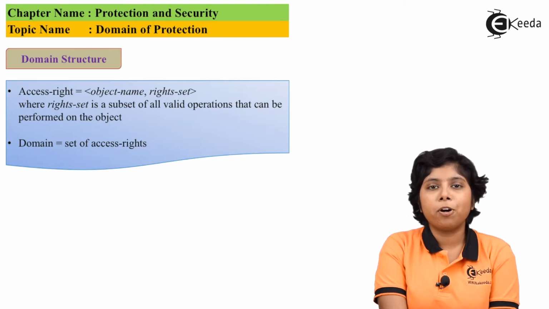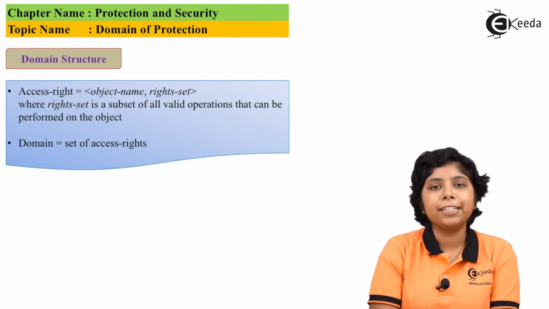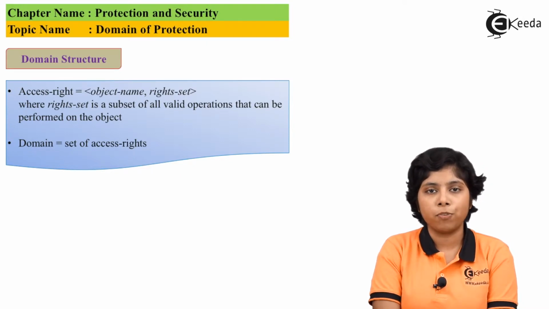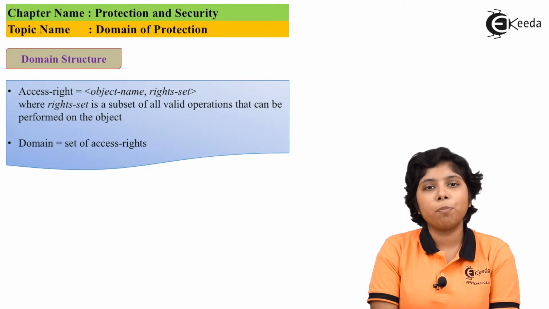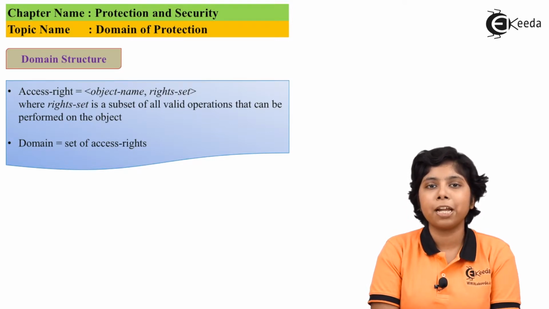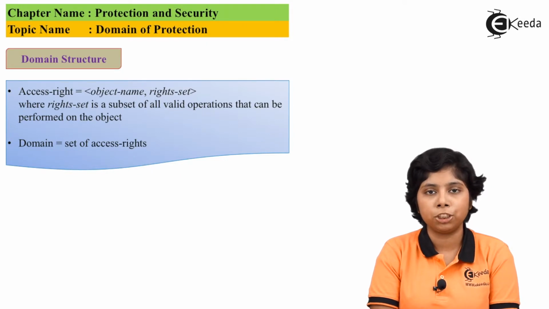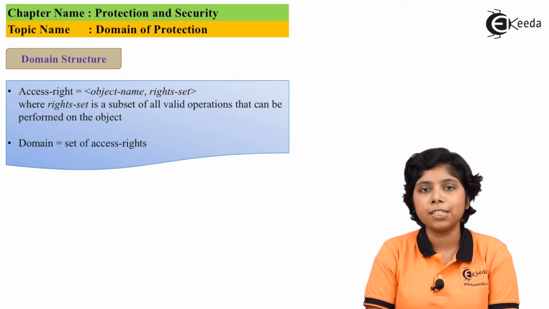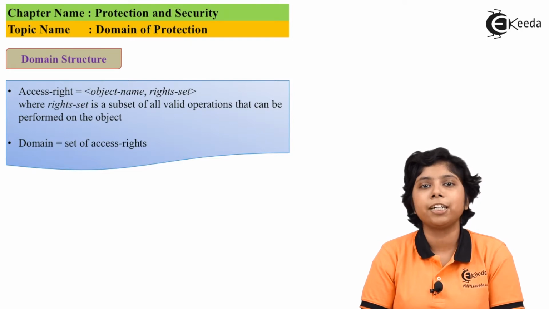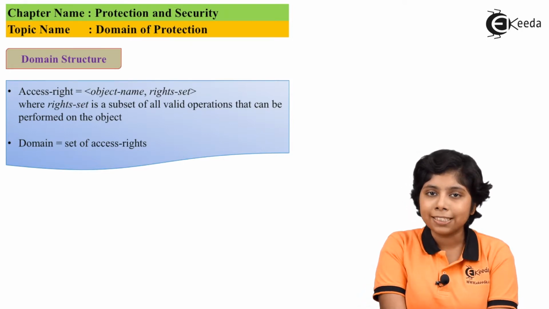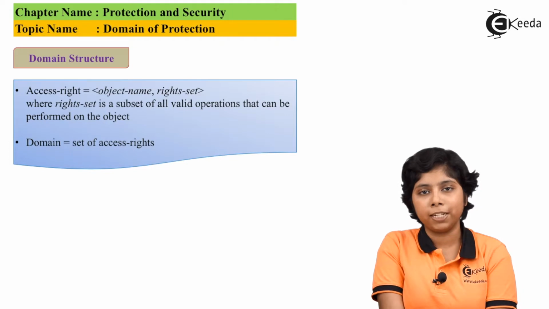So in this way, the protection of this access's domination can be predefined and the domain can be structured in such a way. So first, the domain of the protection for every object and associated with every process can be a pair of the domain structure, which contains the resources as well as the operations that are performed and exercised on that particular object.